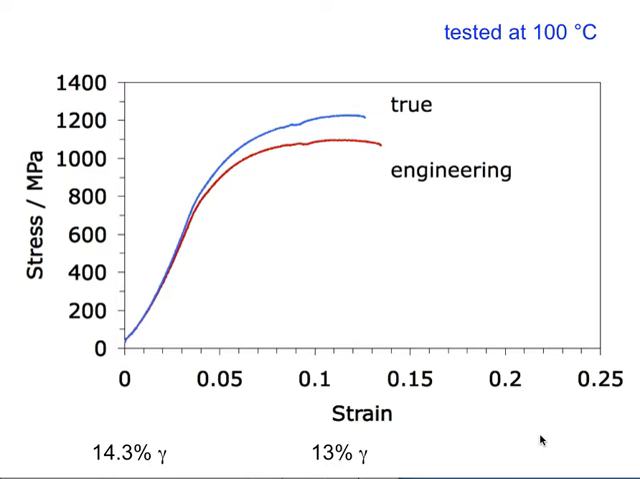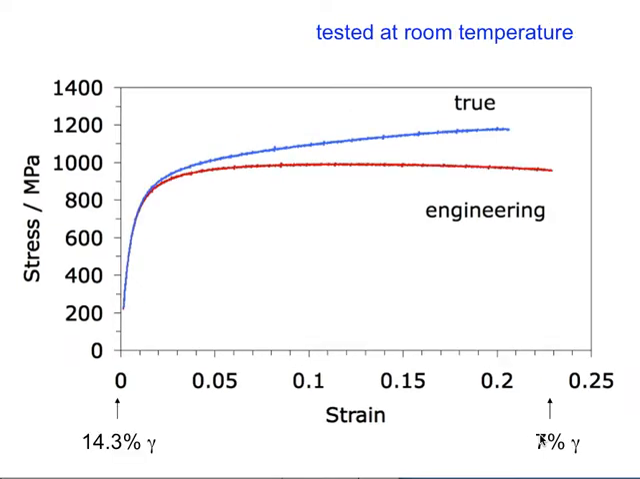Okay, so we call this the delta TWIP steel, just to distinguish it from normal TWIP assisted steels. And if I go back to this slide, you can see that the combination of strength and elongation is very good. You know, the strength is of the order of 1,000 megapascals, and the elongation of the order of 22%.